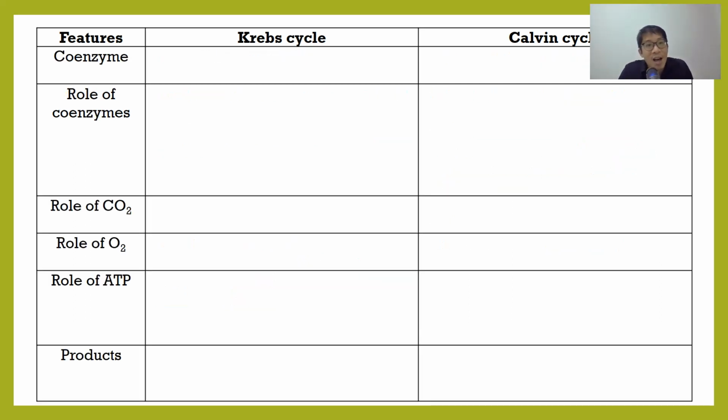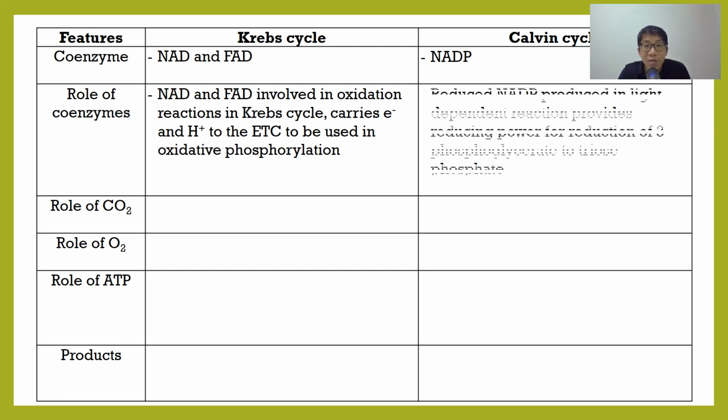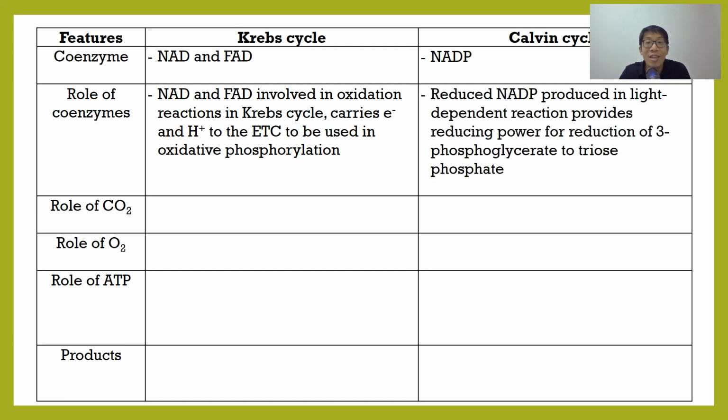Then move on to the coenzymes. For the Krebs cycle, that would be the NAD and FAD. For the Calvin cycle, the counterpart that is parallel to NAD and FAD would be NADP. They serve different roles. For NAD and FAD in the Krebs cycle, they take up the hydrogen from the intermediates of the Krebs cycle. But for NADP, the reduced version of NADP actually provides the reducing power for the reduction step in the Calvin cycle.